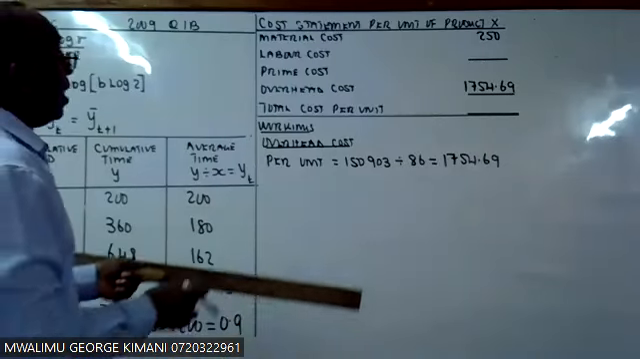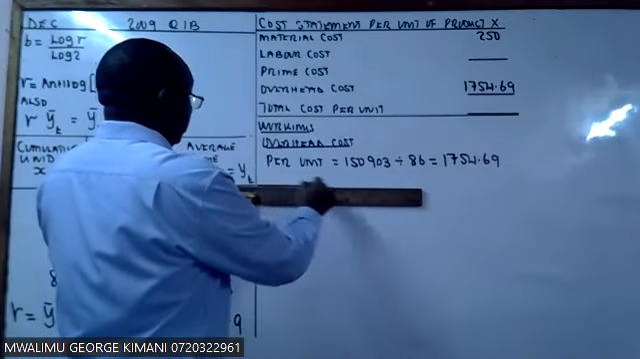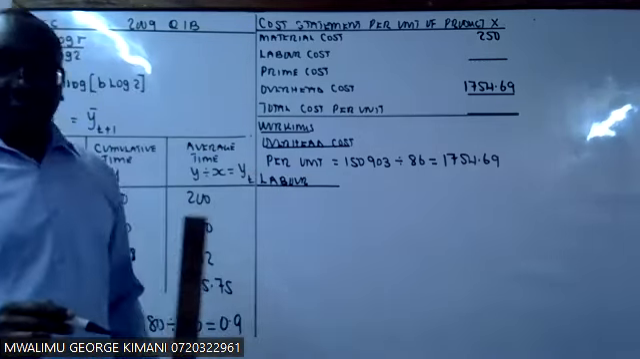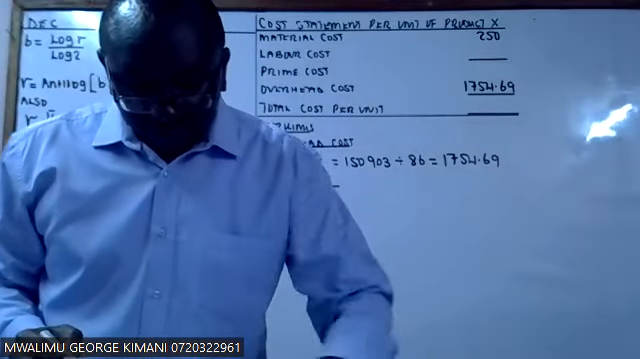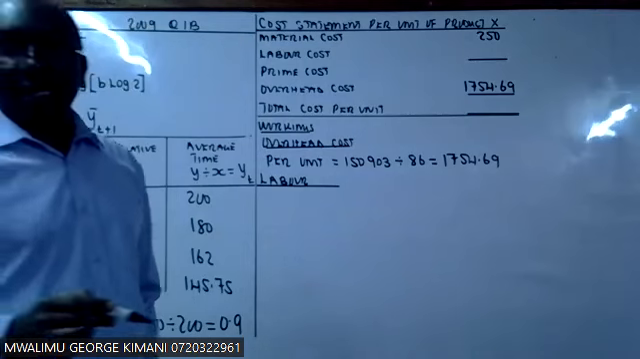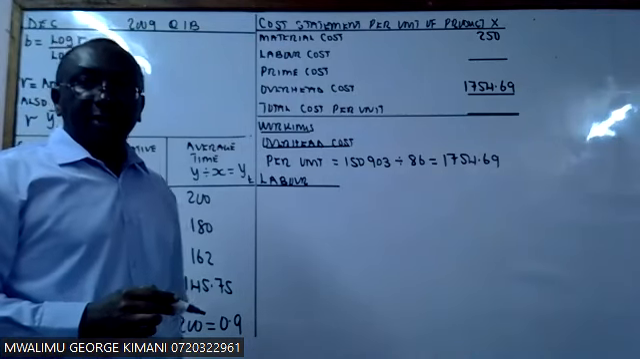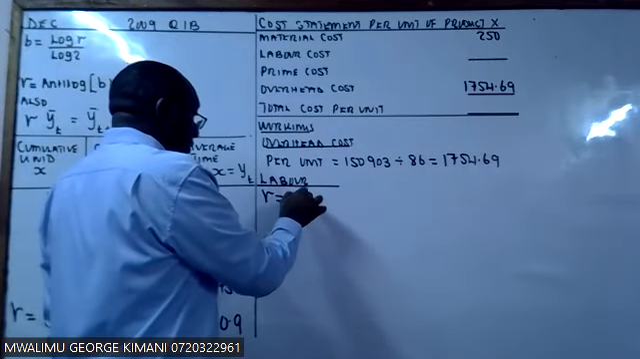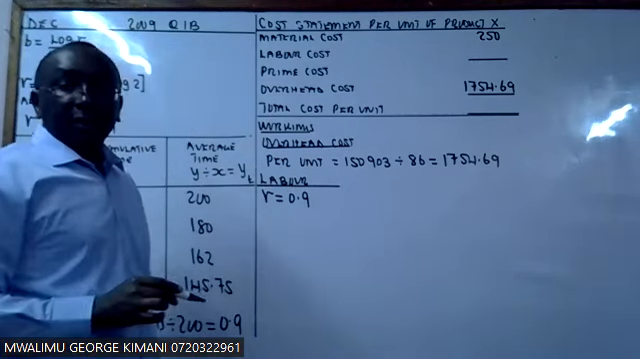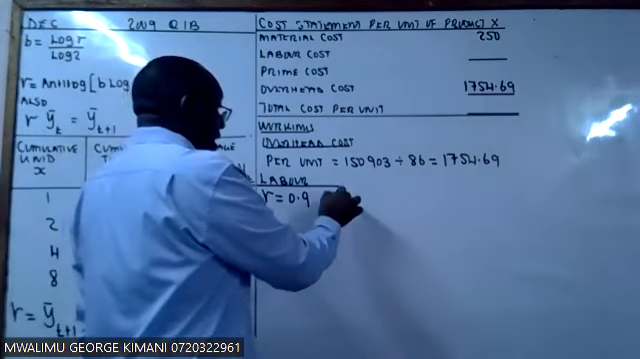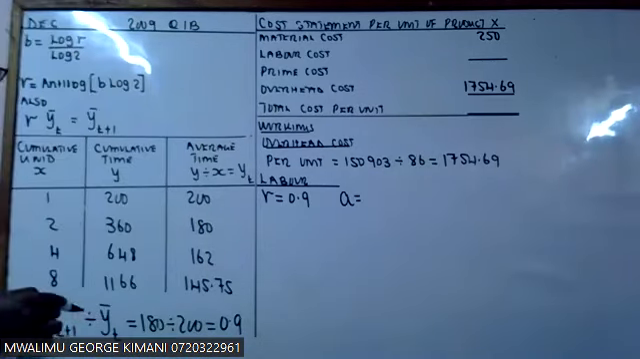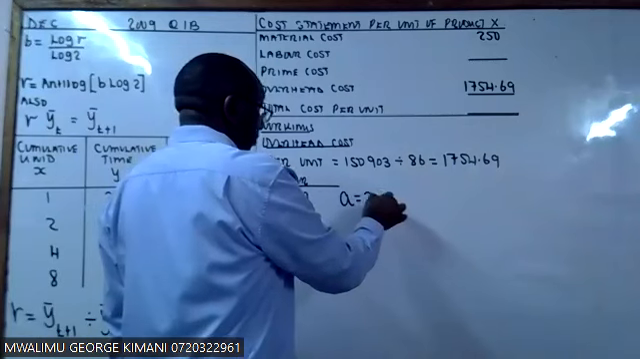Let us now come to labor. When we come to labor, we are able to see that there is the running curve. And I told you when you see running curve, there are 4 things that you must secure very fast. One is R, which you already know, 0.9. The second one is A, the time taken to make the first unit. And you can see it is here. 200. So A is 200 hours.